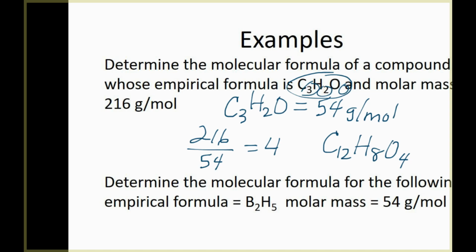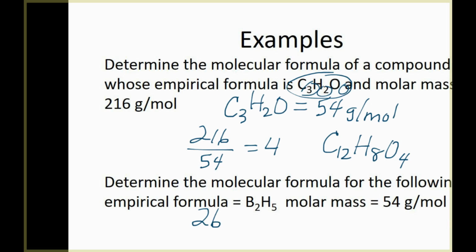So look at the next one. I have an empirical formula of B2H5. I know the true formula has a mass of 54. So what is the formula? Again, I'm going to take it to the tenths because boron isn't a whole number, but take the mass, find your periodic table, 2 borons plus 5 hydrogens.